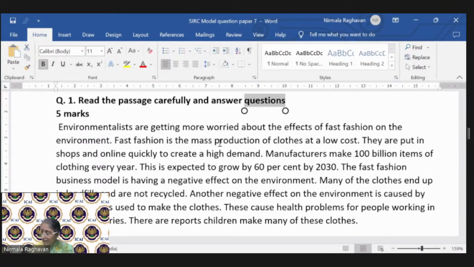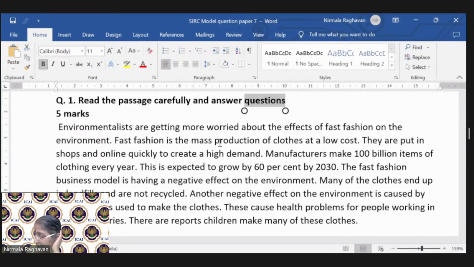Not many have understood the question. They have not found the answer. Nobody has written the right answer so far for this one. What is the other negative effect? One negative effect is they are not recycled and they become landfills. There is one more negative effect.